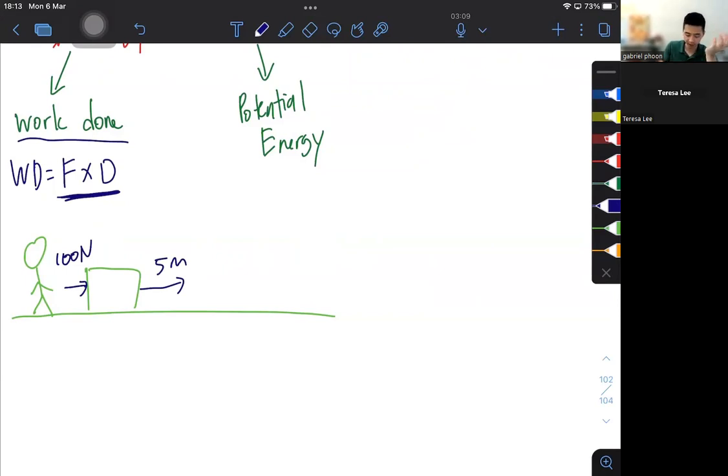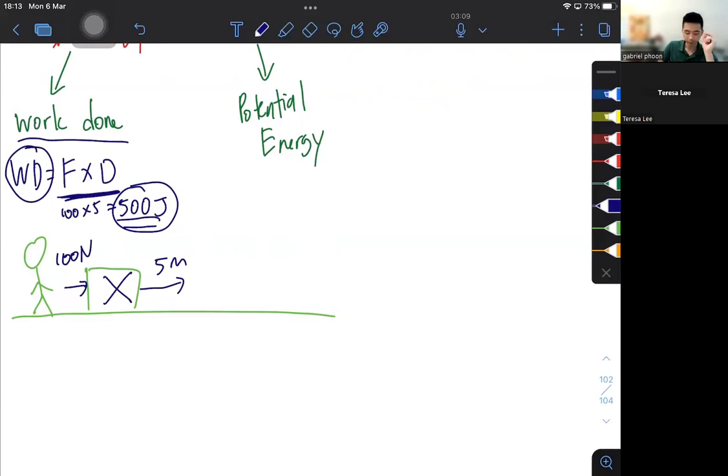Obviously in this scenario, it will be 100 multiplied by 5, which will give me 500 joules. It means to say, in order to push this block with 100 newtons by 5 meters, I have to exert a total of 500 joules to get the job done. Essentially, this is my work done to push the block.